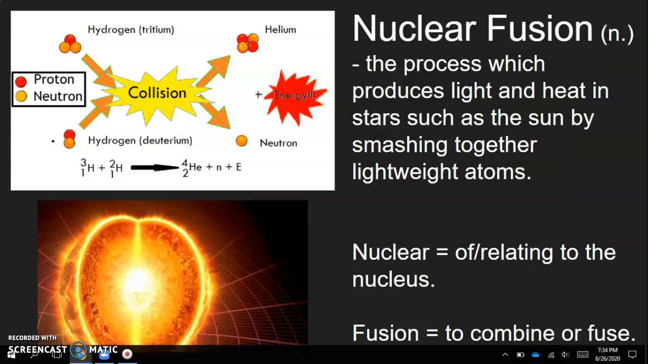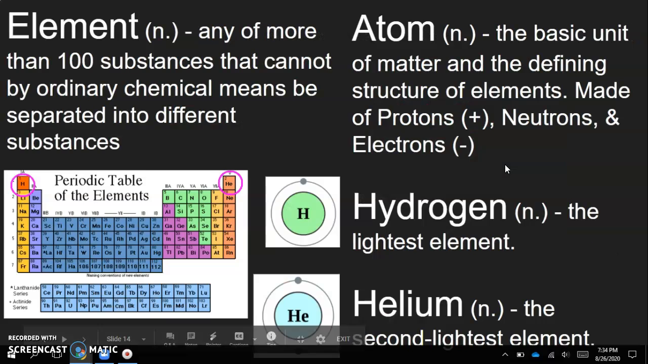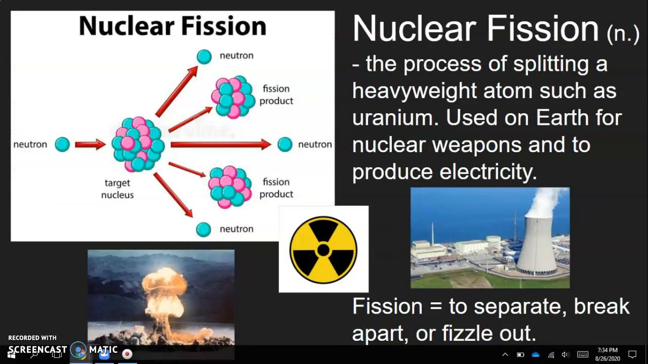So if we look back into fusion that's happening in our sun, remember these lightweight atoms are smashing together and emitting energy. Okay, I'm not concerned about you guys knowing this by heart. All right, this is just some background information. As long as you can tell me the difference on a basic level between fusion and fission, you'll be okay. Right? So the last thing we're talking about is fission.